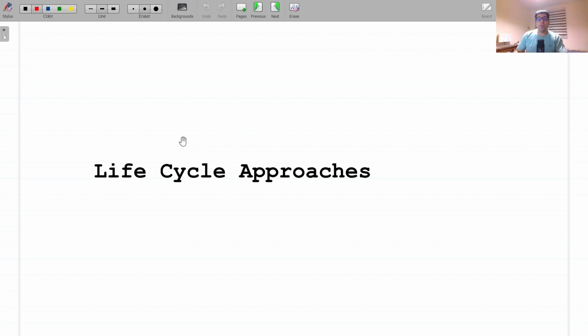In this session, we want to talk about life cycle approaches and what is the best approach for your organization, team, or your project. Well, if you want to find out more about this, then don't miss this training session.